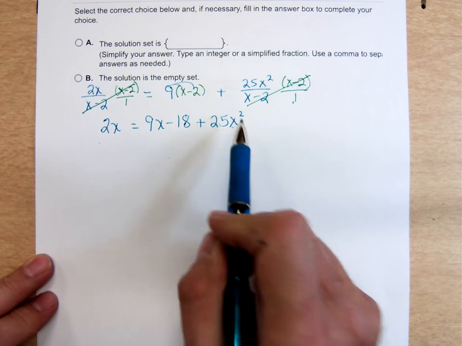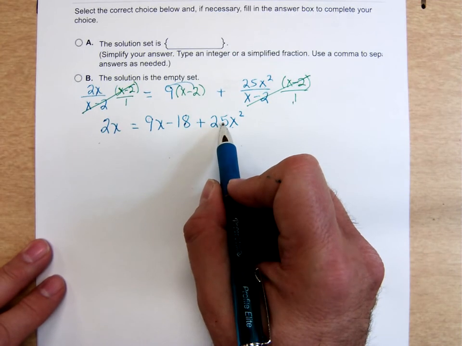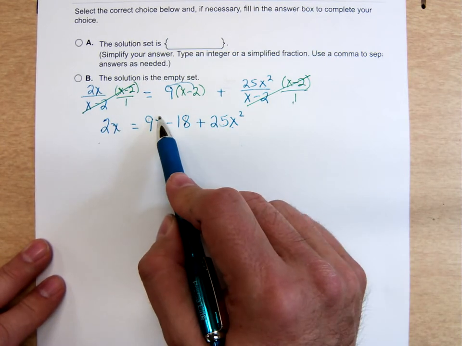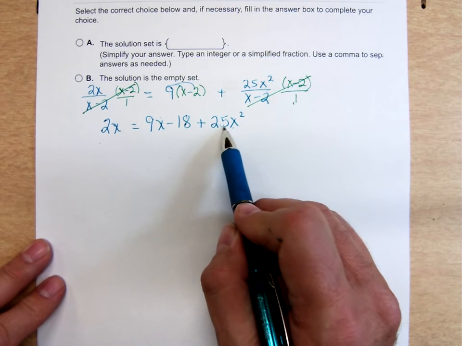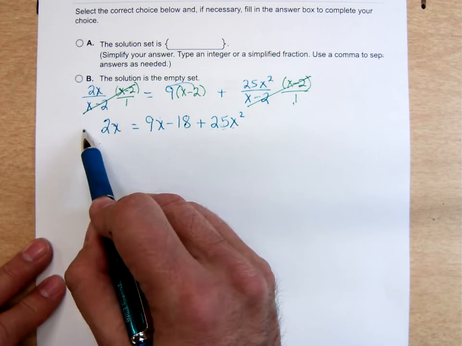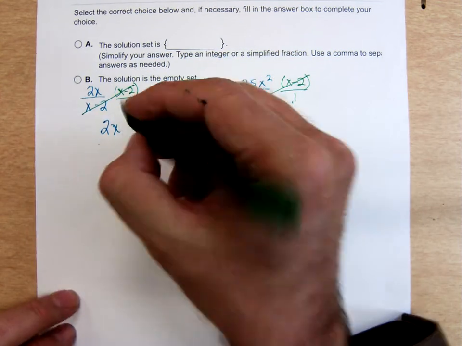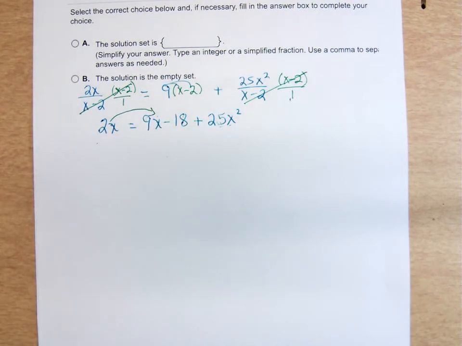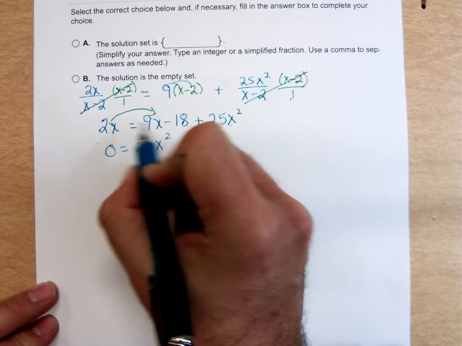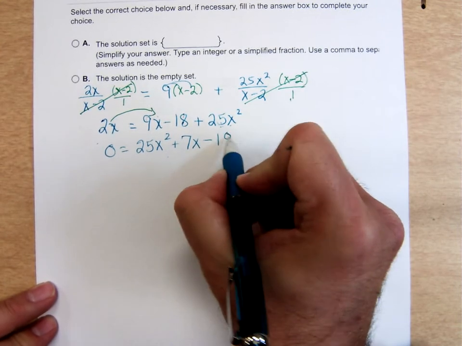So let's rewrite it, getting it in standard form. To get it into standard form, you need a 0 on one side. I'm going to move the 2x over to the right because I always like the a term, the x squared term, to be positive. Okay, I don't want a negative 25x squared, and if I move everything to the left, that's what I'm going to be getting. So I'm going to move this 2x over here by subtracting it. I'm now writing it in standard form. 25x squared, then the 9x minus 2x would be a 7x, and minus 18.